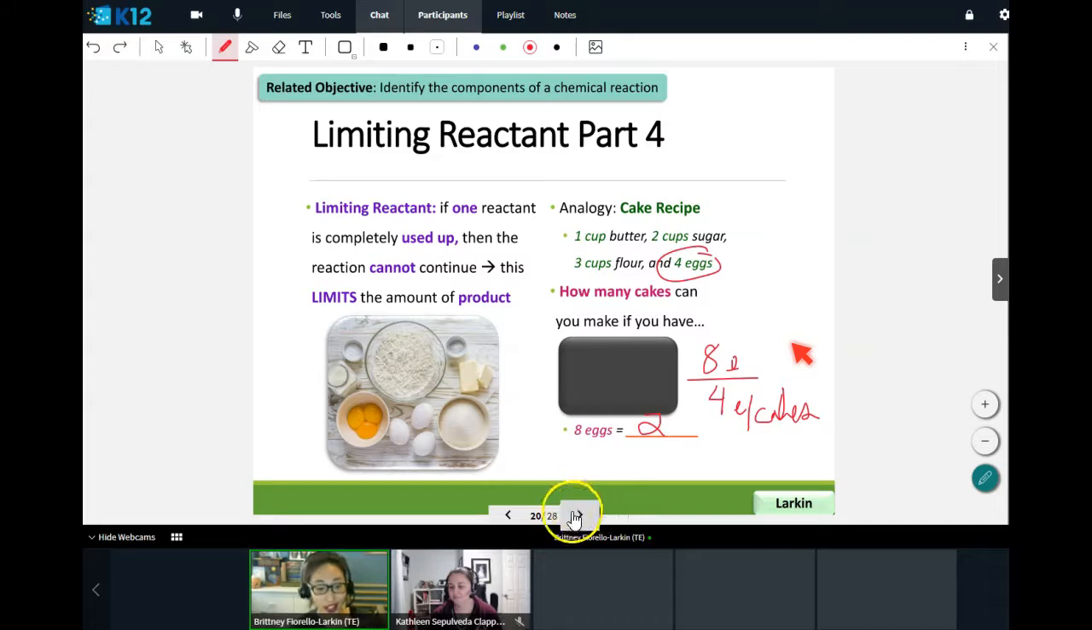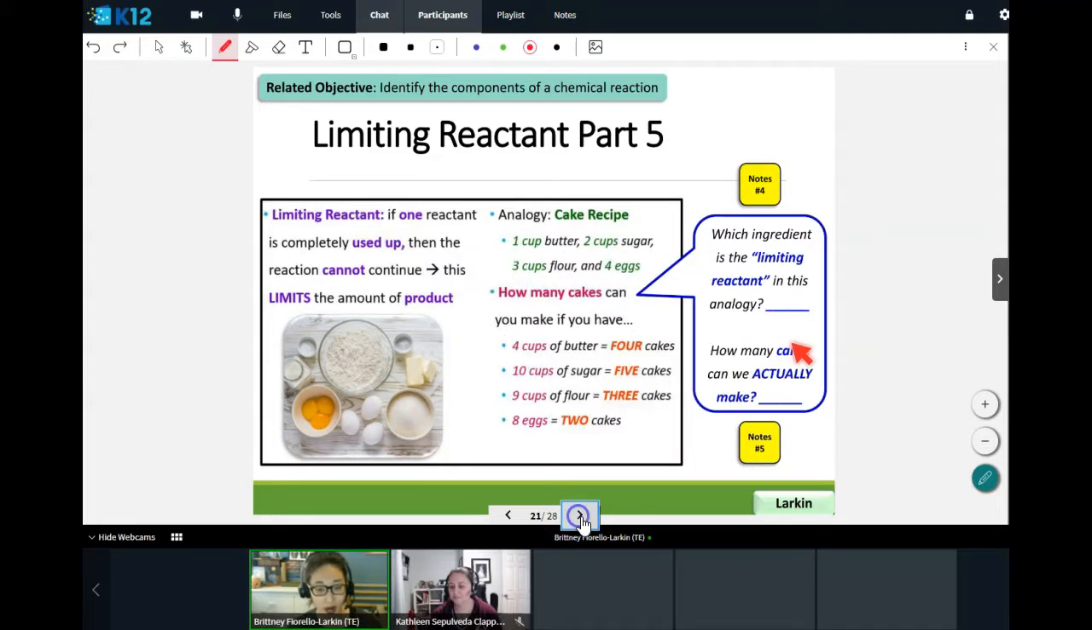Cool, so we calculated those all individually, but here's the problem. We need to actually look at all the ingredients together. So based on all of our ingredients together, which ingredient am I going to run out of first? Butter, sugar, flour, or eggs? I know, math is always better when it's got food involved. What will we run out of first? What is going to be our limiting reactant? Butter, sugar, flour, or eggs? Think about how many cakes they make.